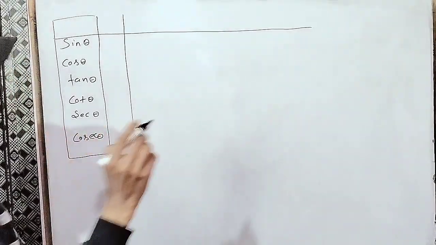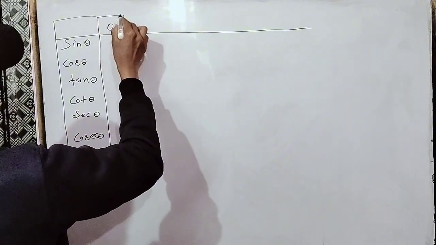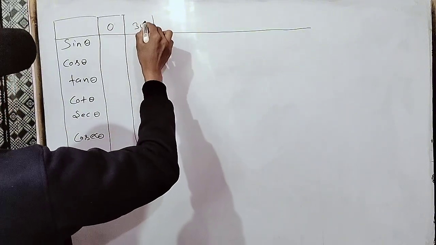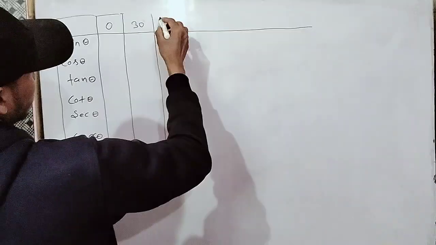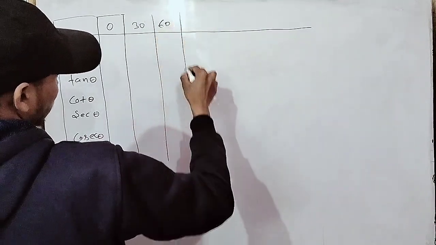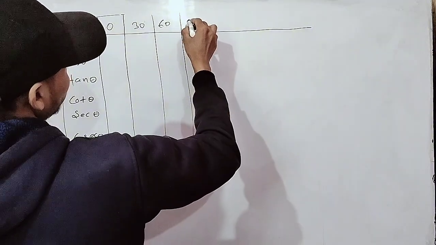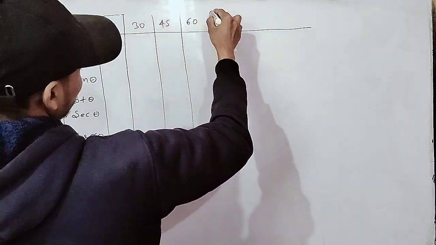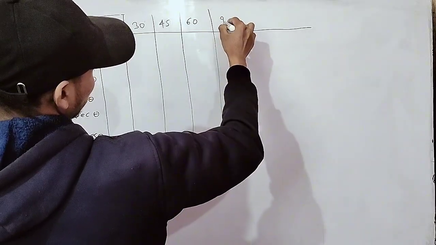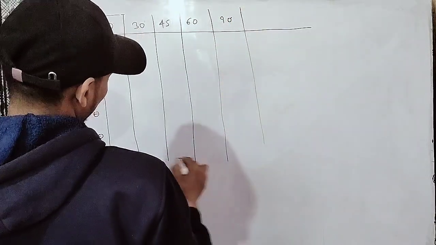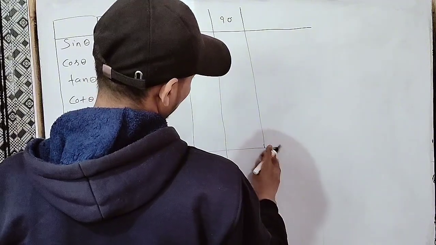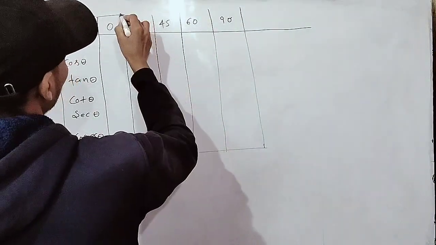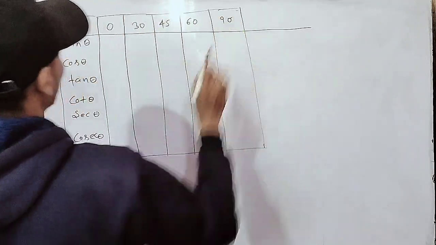First we have 0 degree. Then we have 30 degree. We are increasing the degree. Then 45 degree, then 60 degree, then 90 degree. Clear?